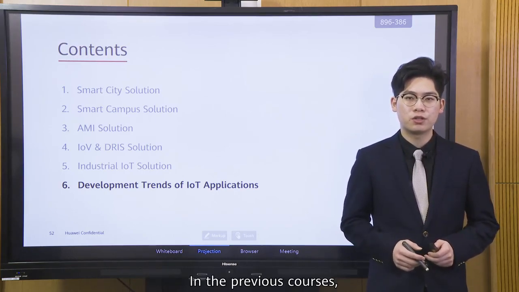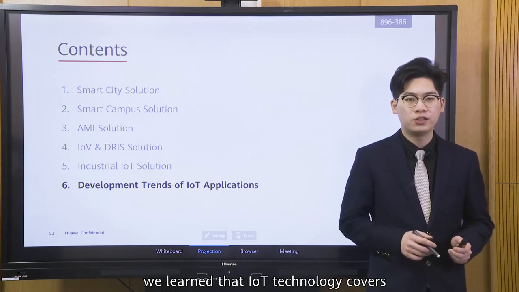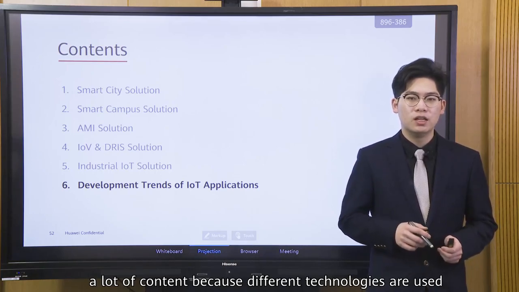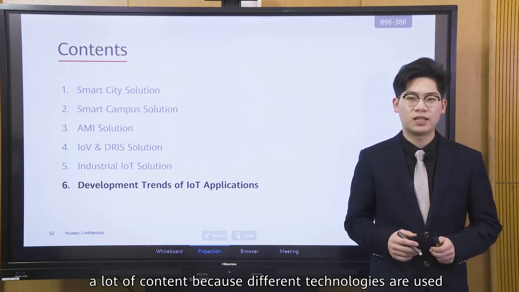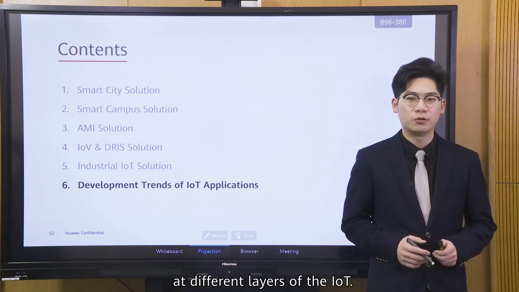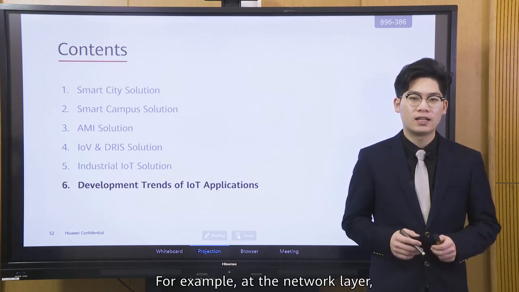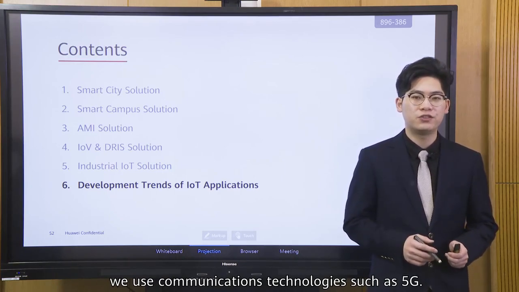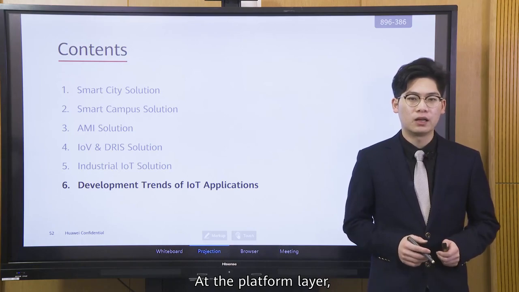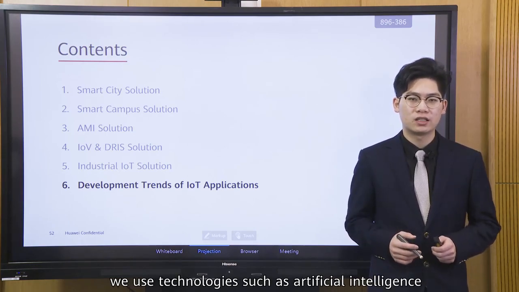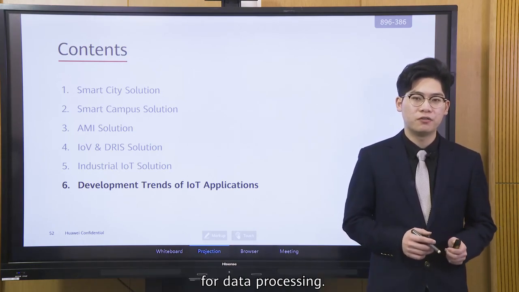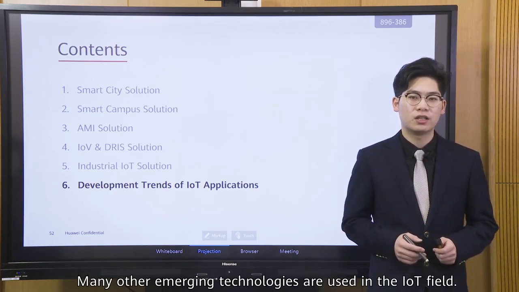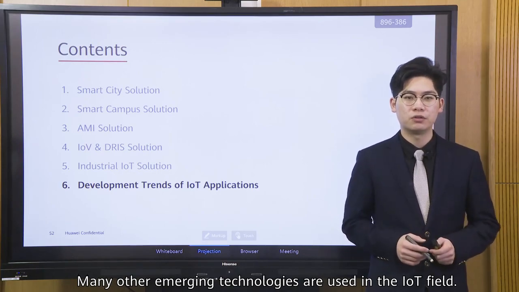In the previous courses, we learned that IoT technology covers a lot of content because different technologies are used at different layers of the IoT. For example, at the network layer, we use communications technologies such as 5G. At the platform layer, we use technologies such as artificial intelligence for data processing. Many other emerging technologies are used in the IoT field.